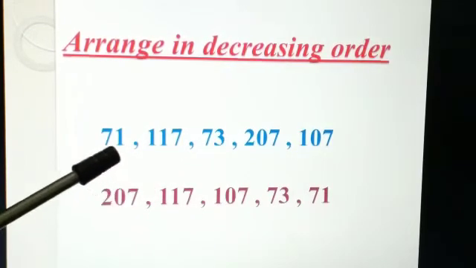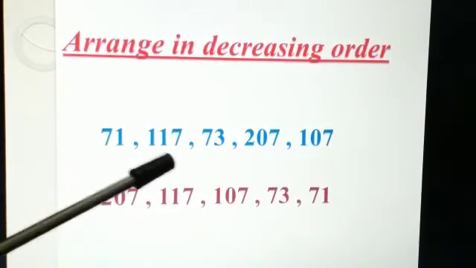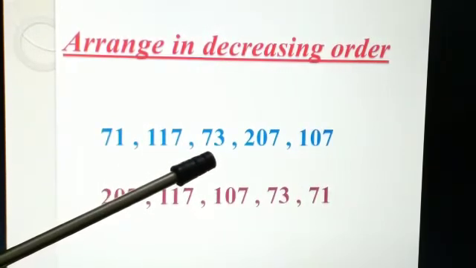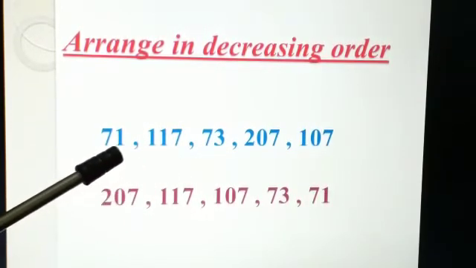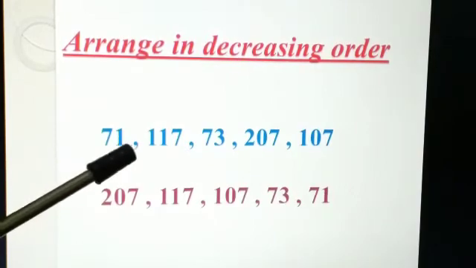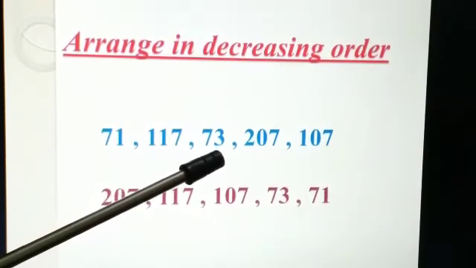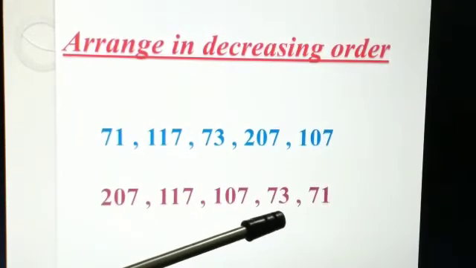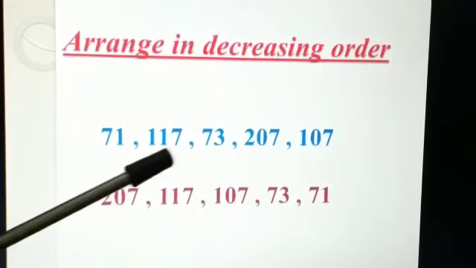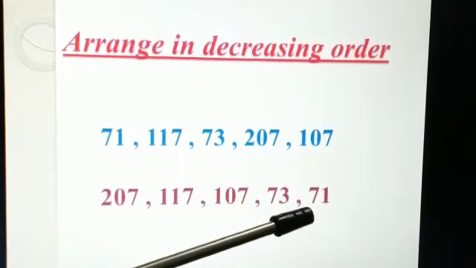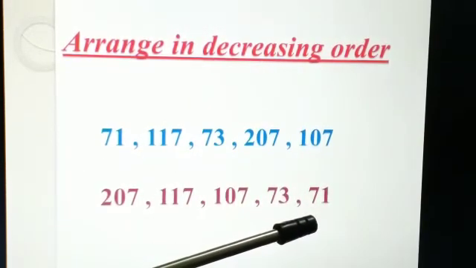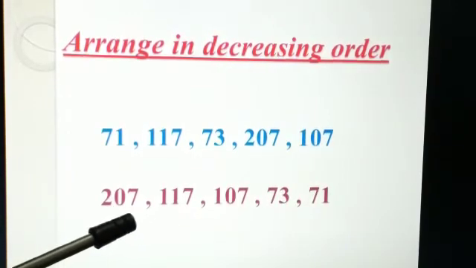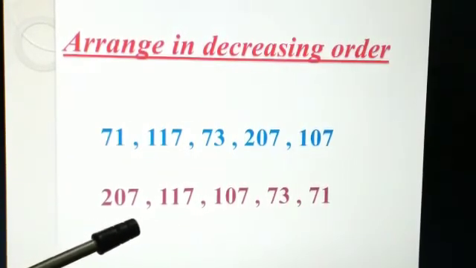Now we will compare the 2-digit numbers. Here the first digit is 7, both are equal. Then we will compare the next digit, and the next digits are 1 and 3. Which one is greater? 3. That means 73 will be the greater number, and the last, 71, will be the smallest number. So all these numbers are arranged in decreasing order or descending order.